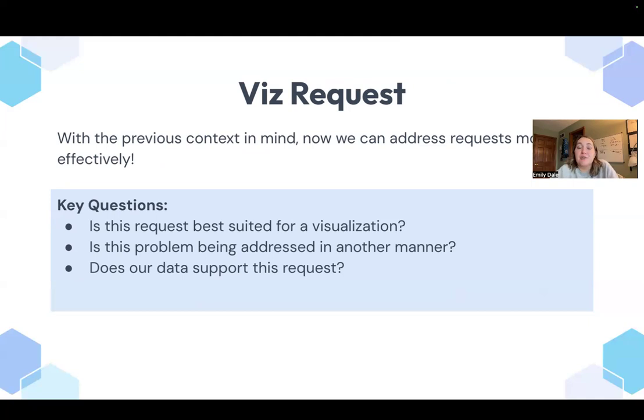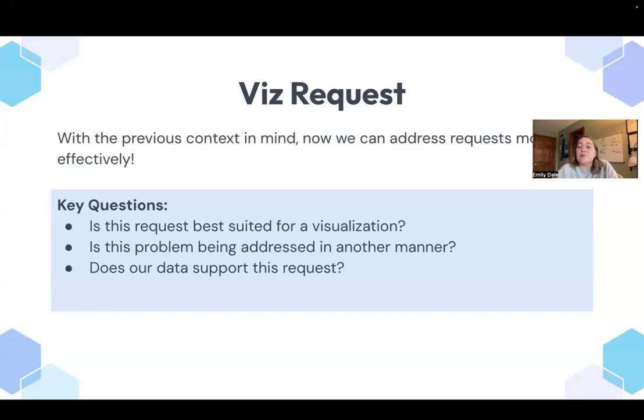So again, are you currently going to a different dashboard and it's just that one doesn't have the right information? Maybe it just needs one more little data point or one more filter to really get to their point. Maybe a different dashboard has the answer already and they just don't know about it. Maybe a visualization isn't actually the right tool in general.